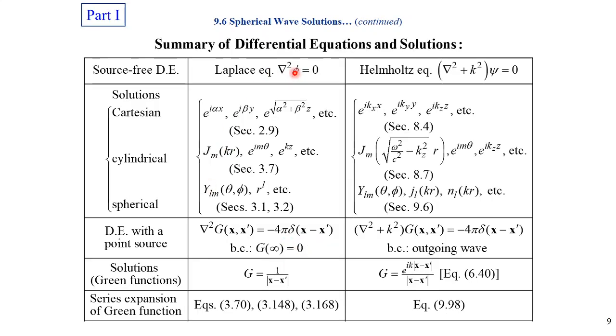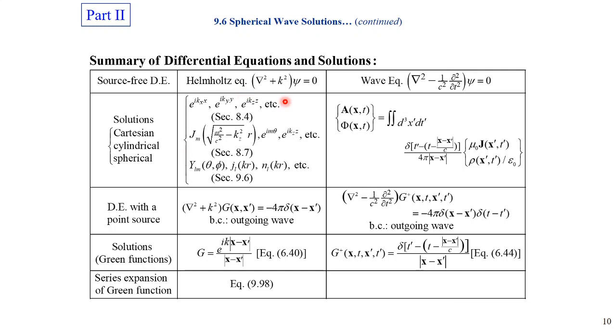So for Laplace equations in chapter 2 and chapter 3, at that time our solution is simple. Our Green function is very simple. Okay. But now, with the Helmholtz wave equation, time-independent wave equations, we have these solutions. And we have a series expansion for the Green function. And here we have equation 9.98.